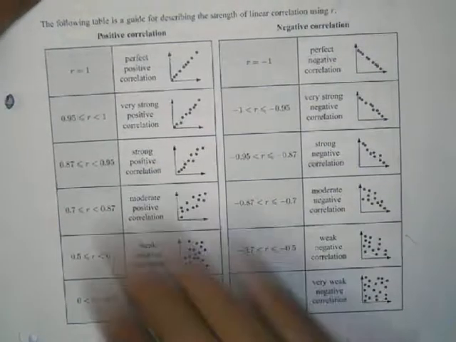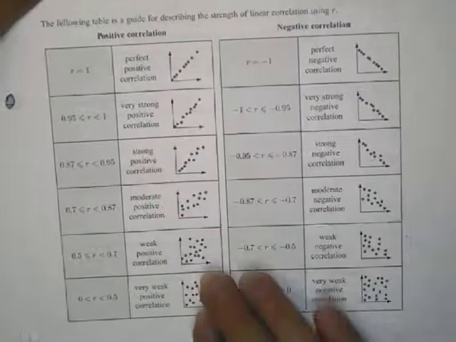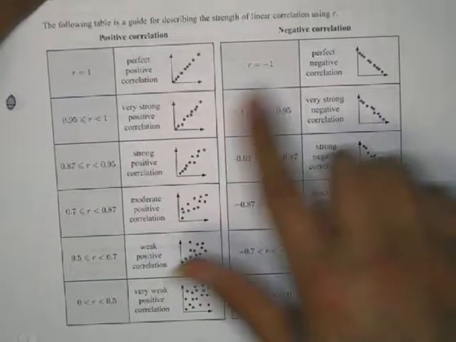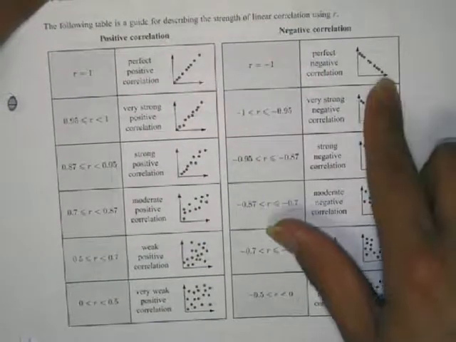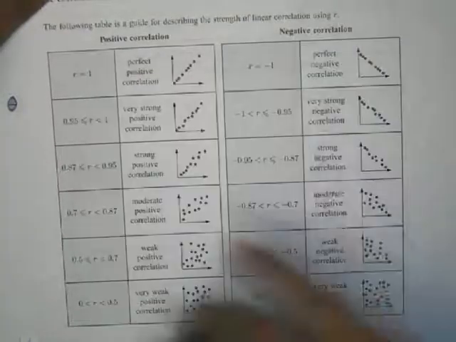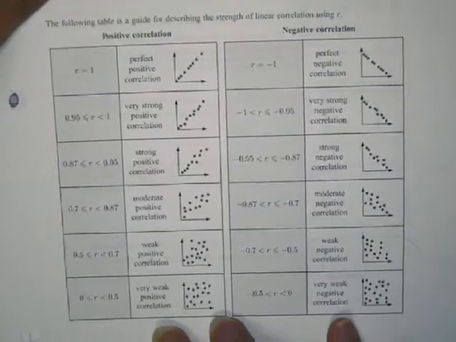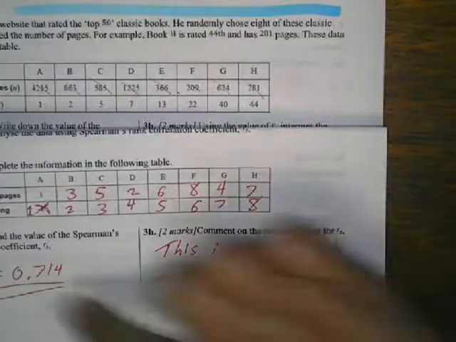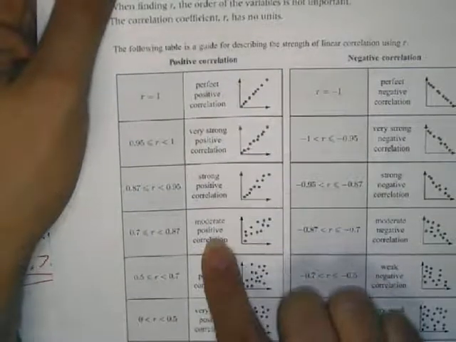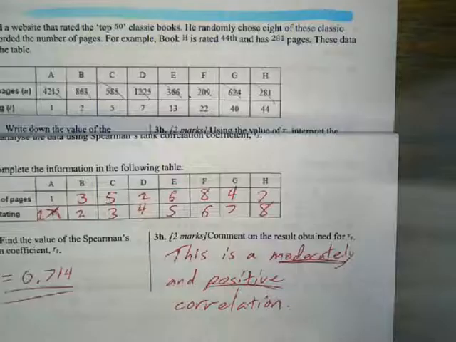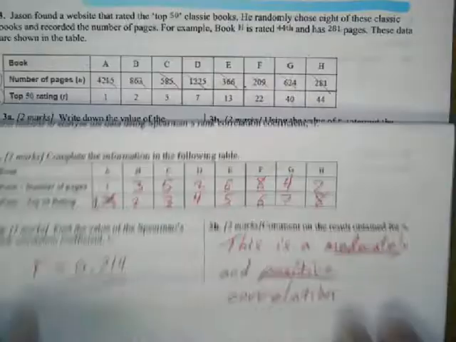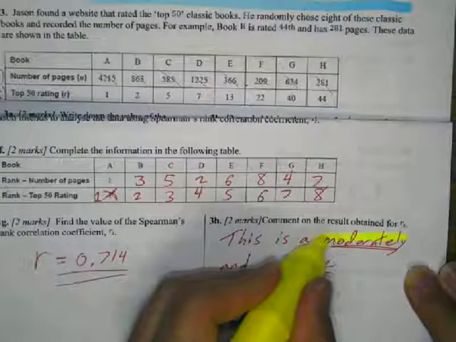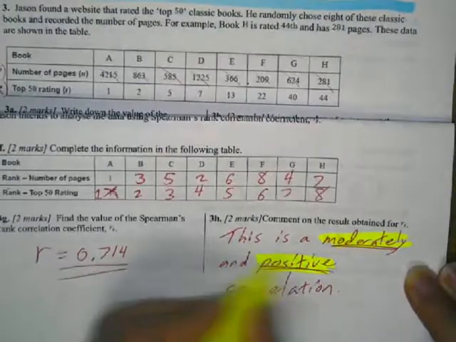If our R value is 1, we have a perfect positive correlation. If R is -1, it's a perfect negative correlation. And then anything in between, as you get closer to 0, it's very weak. So 0.714 falls kind of right here, moderate, and it's a positive number, so moderate and positive. So the important things I want to see on your test would be moderate and positive. Okay, next question.